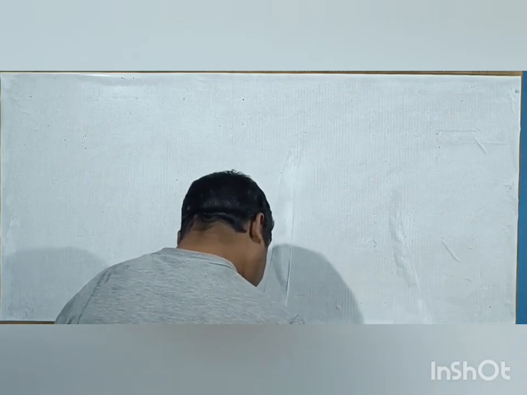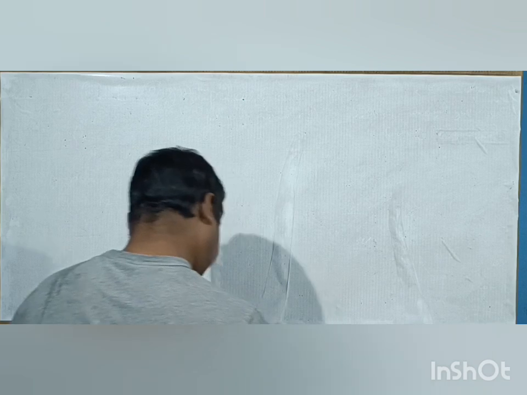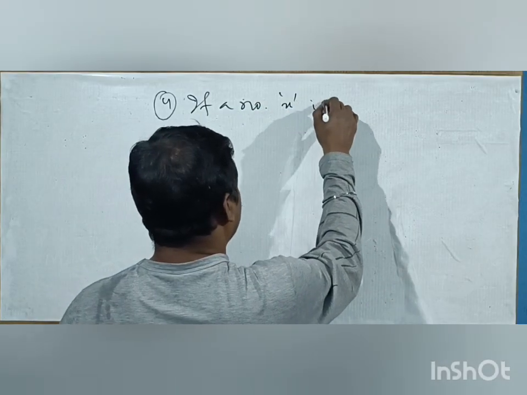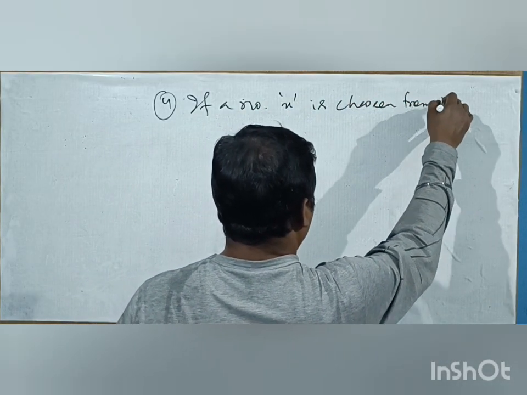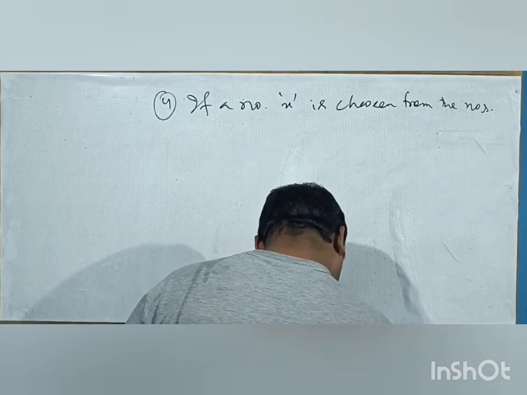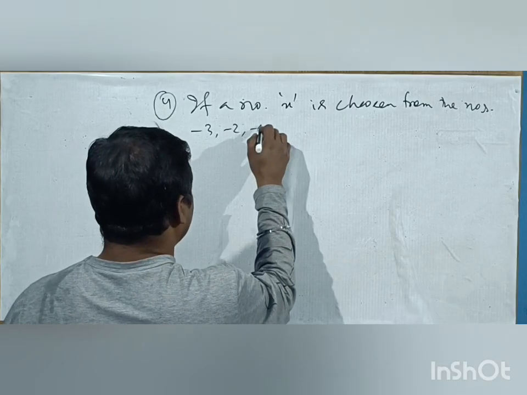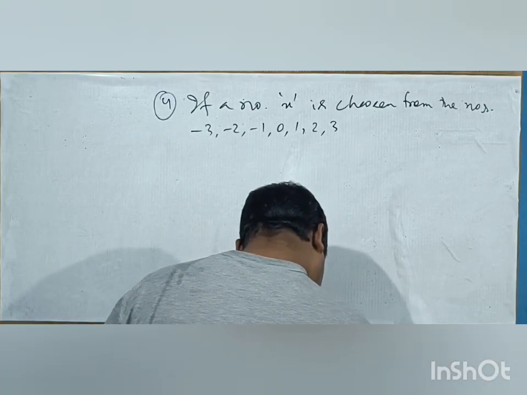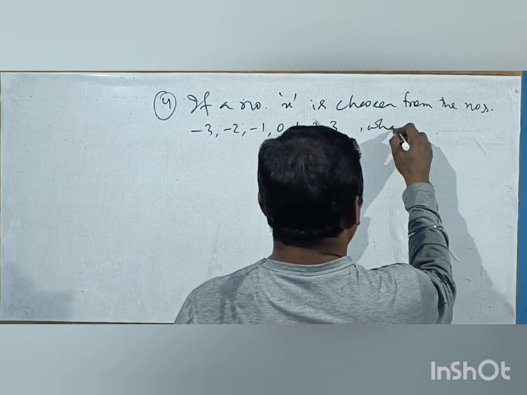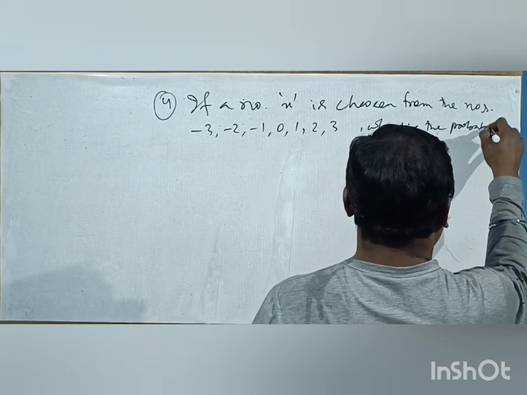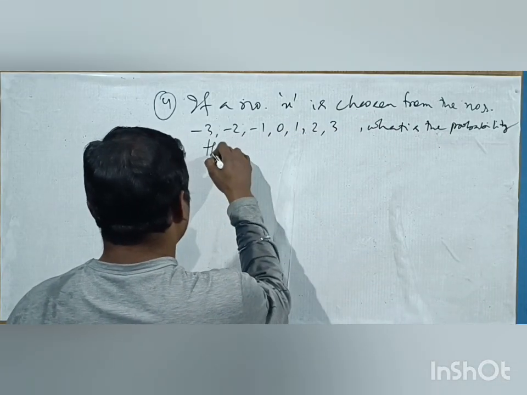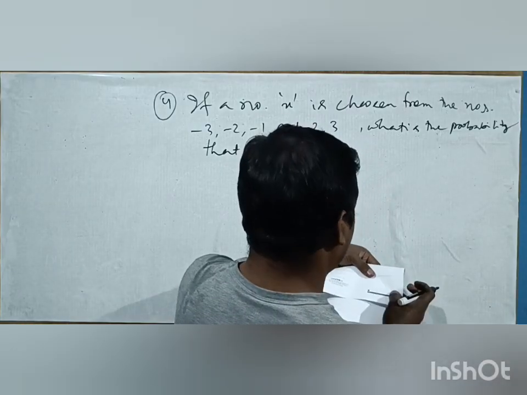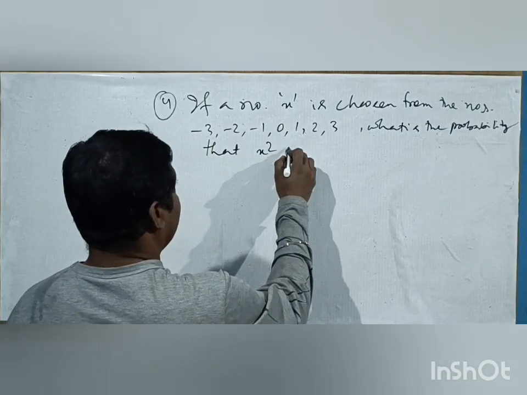If a number x is chosen at random from the numbers -3, -2, -1, 0, 1, 2, 3, what is the probability that x square is less than or equal to 4?